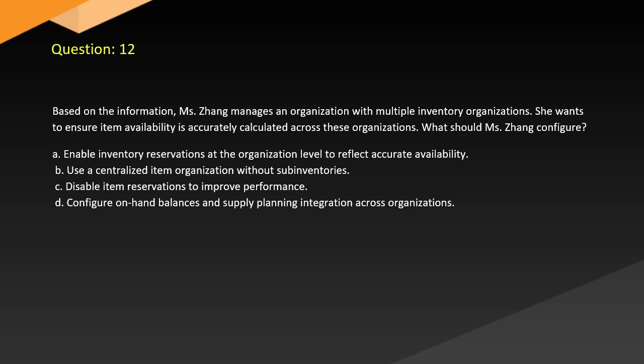B. Use a centralized item organization without sub-inventories. C. Disable item reservations to improve performance. D. Configure on-hand balances and supply planning integration across organizations.